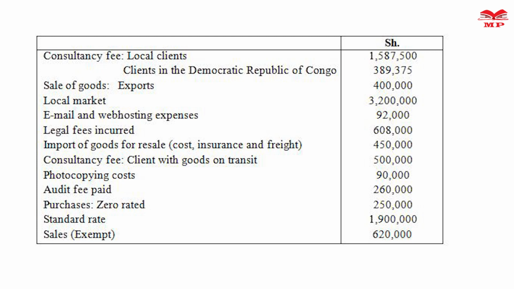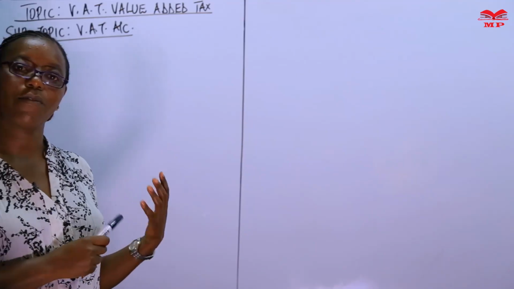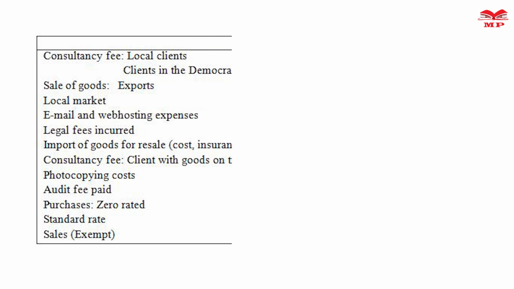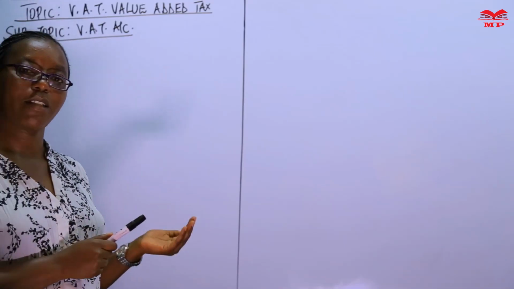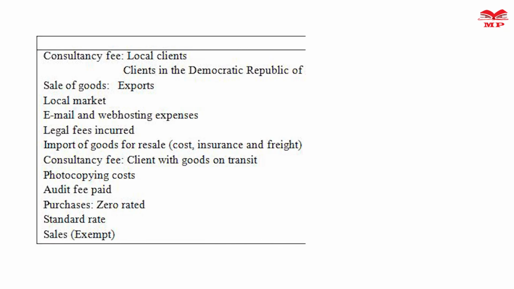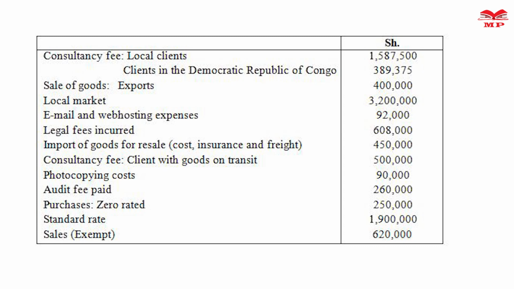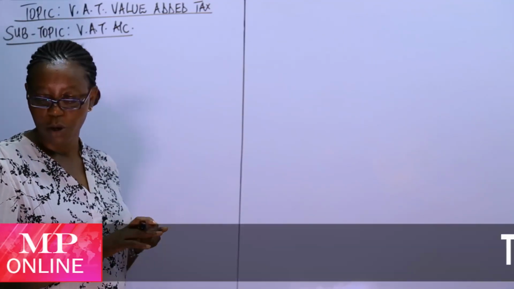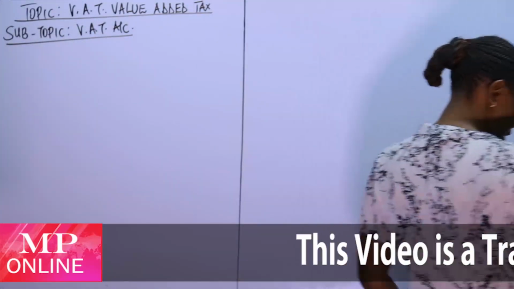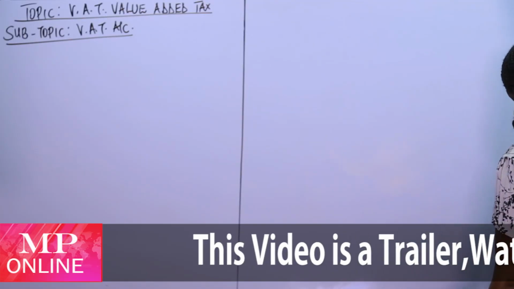So John will collect output VAT from his customers. Then email and web hosting expenses. That is a taxable service that John is receiving from his suppliers, so he shall claim input VAT. Then legal fees incurred. Again, he's receiving that from his advocates, so he's going to be charged input VAT. Import of goods for resale, cost insurance and freight at 450,000. Now, in our earlier lessons, we said that for imported goods, we'll do our workings here.